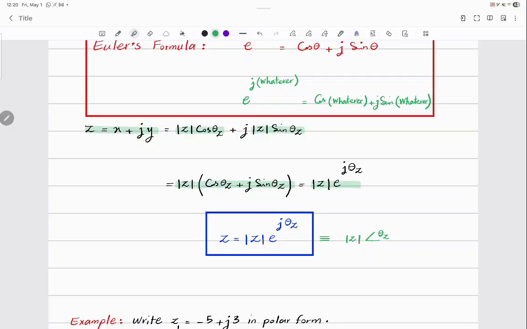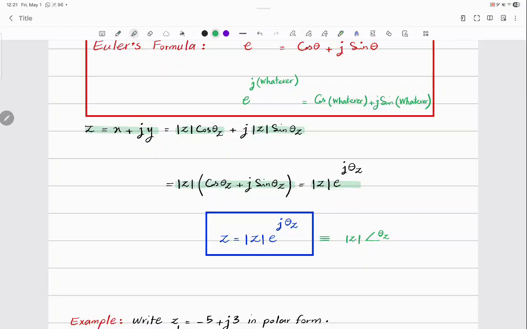So what did it give us? It gave us another representation for complex numbers. Instead of writing x plus jy, I can write magnitude of z exponential of j angle, okay? This is called exponential representation. And that's not actually different from polar representation. The way we write them is different, but they are technically the same thing. And I'm going to explain to you why.